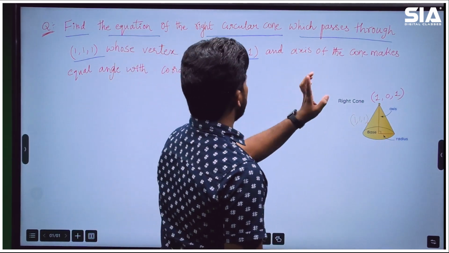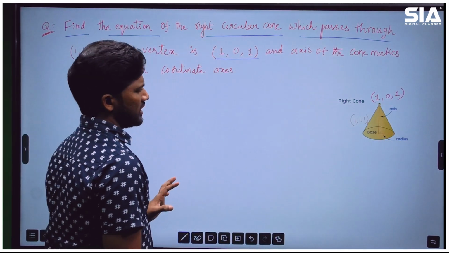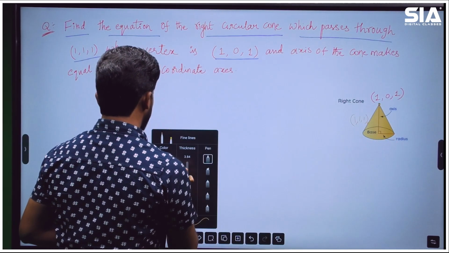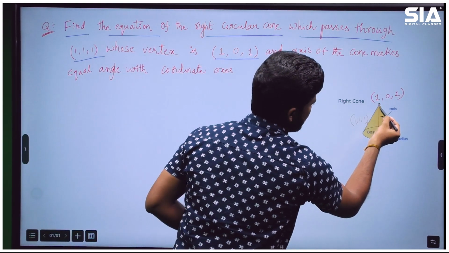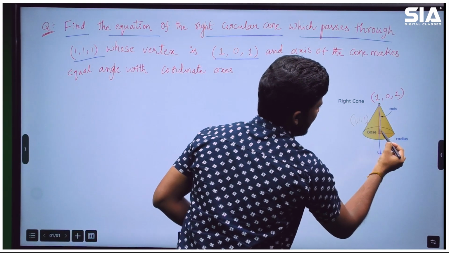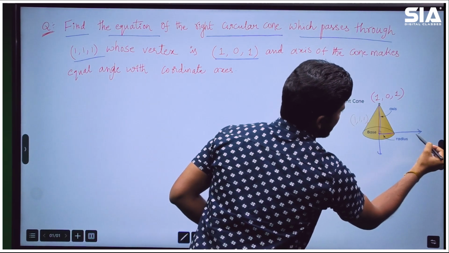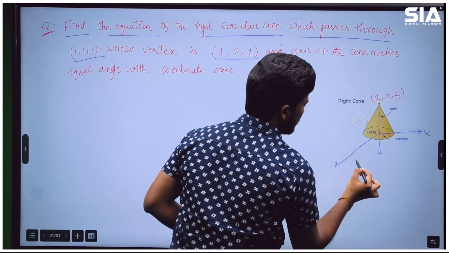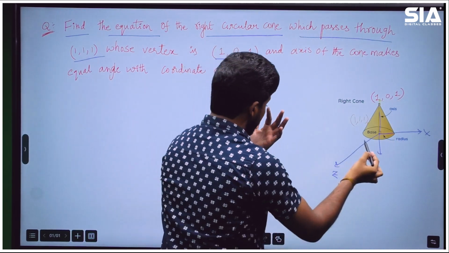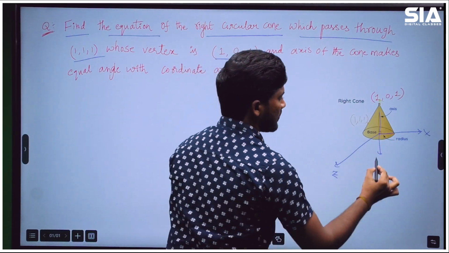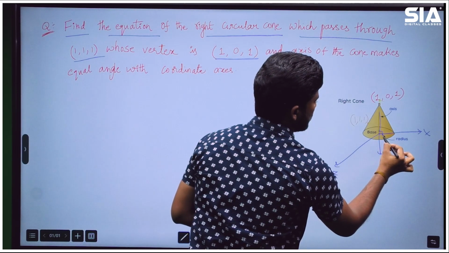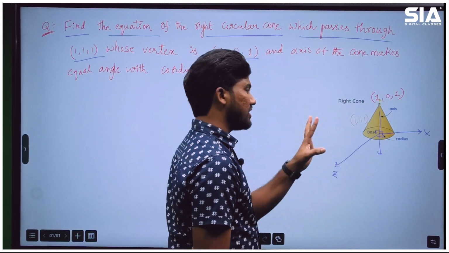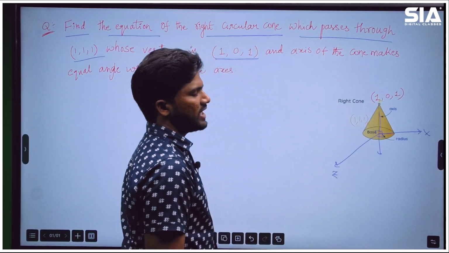Now the axis of the cone makes equal angles with the coordinate axes. This is the axis of the cone. It makes equal angles with the x-axis, the y-axis and the z-axis. Equal angle means we don't know what that angle is, but the axis of the cone makes equal angles with the coordinate axes.